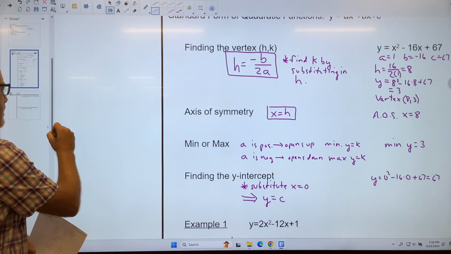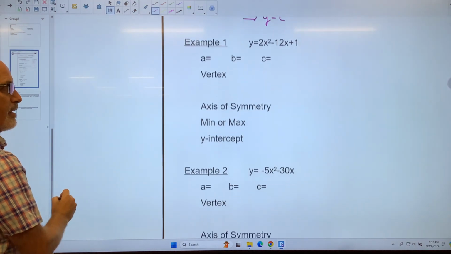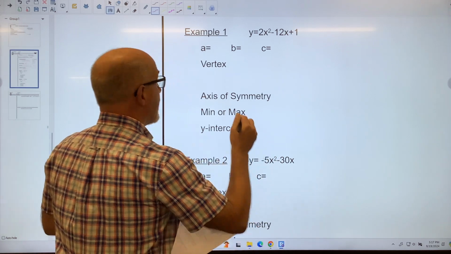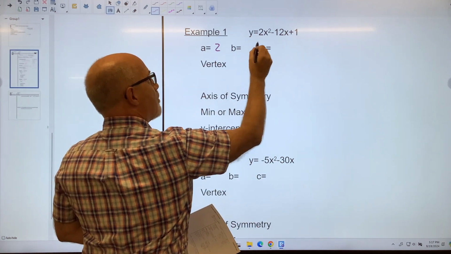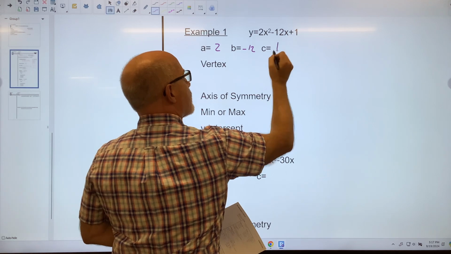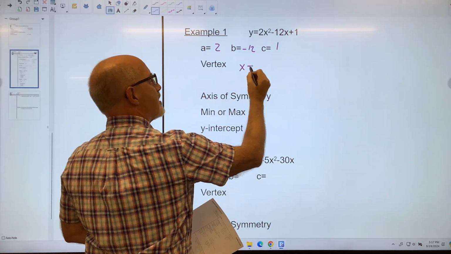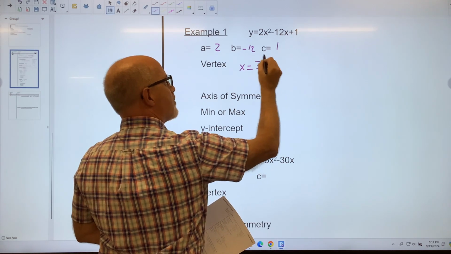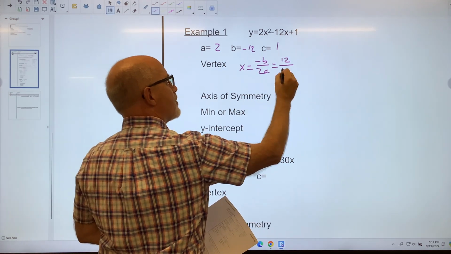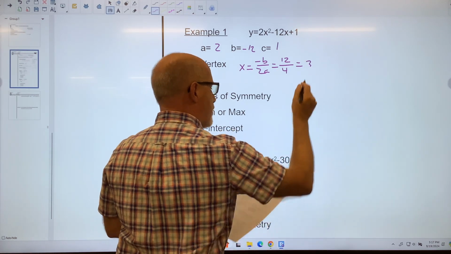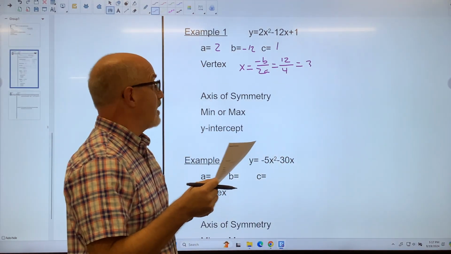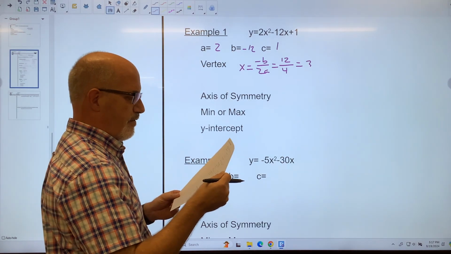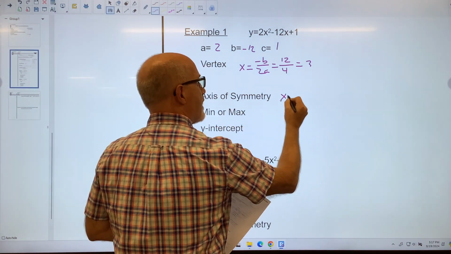All right, let's do a couple examples here. First, let's pull out our a, b, and c. Our a is equal to 2, our b is negative 12, and our c is equal to 1. Our vertex then would be x equals the opposite of b over 2a, which is positive 12 over 2 times 2, which is 4. That reduces down to 3. So my axis of symmetry, or my vertex x value, would be x equals 3.